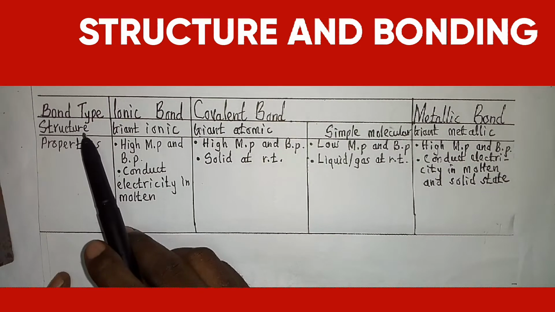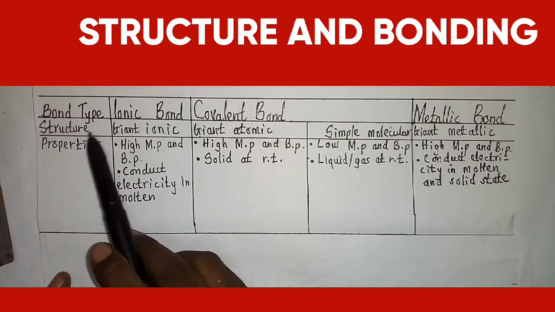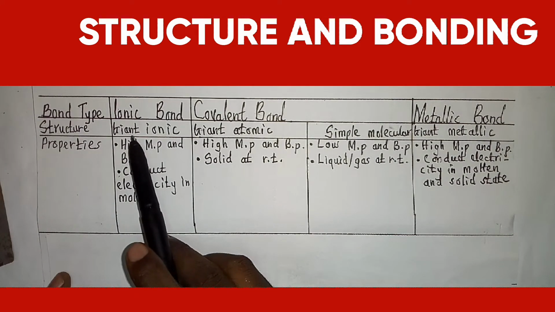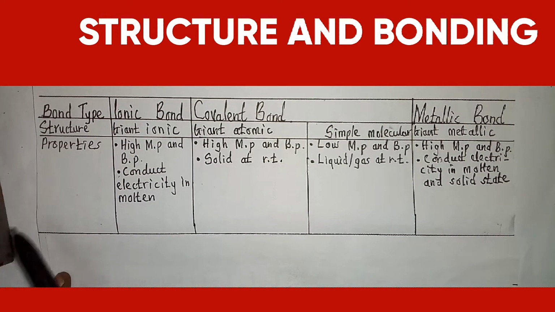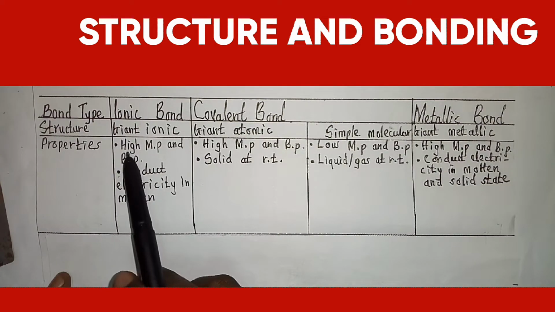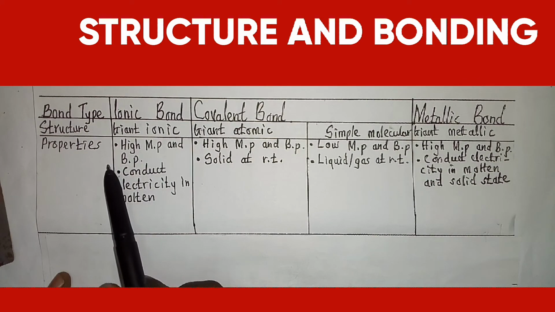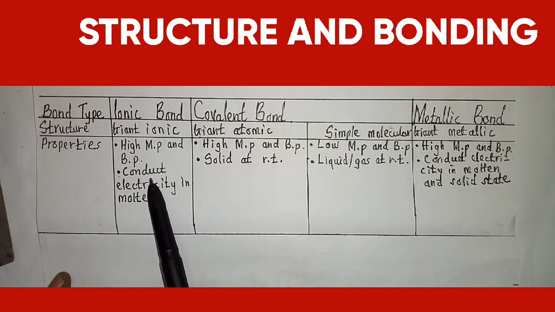Now, in the structures of those bonds, the structure in ionic bond, which forms ionic compounds, is giant ionic structure. The properties of that ionic compound are high melting and boiling points due to strong ionic bonds which require a lot of energy to break. Ionic compounds also conduct electricity in molten state due to presence of free and mobile ions. You should also note that in solid state it does not conduct electricity because the ions are firmly held in structure by strong ionic bonds.